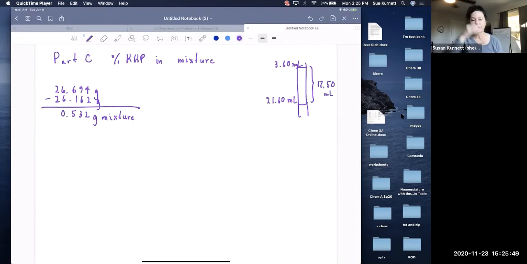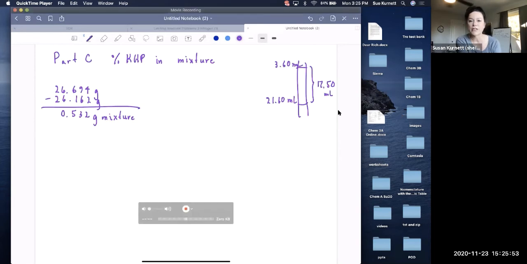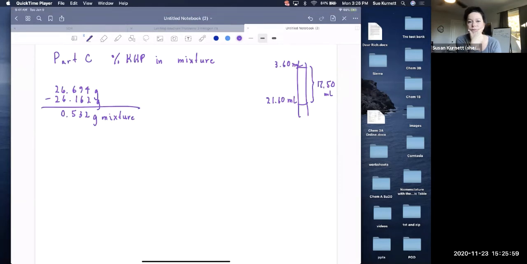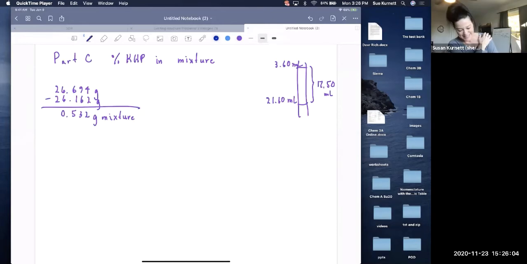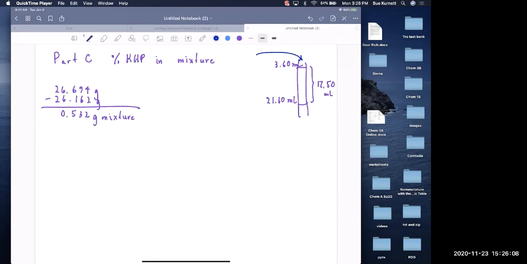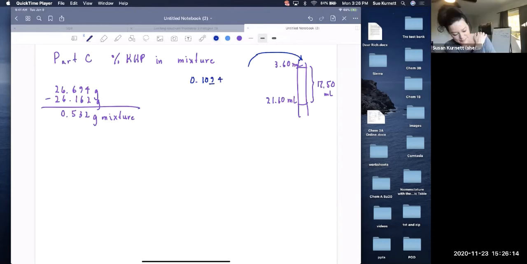What do you have in the burette? That's a question, it's not rhetorical. Is it the NaOH solution? It is. You know what the concentration of it is? Is it the 0.109476? Mm-hmm. Yep.